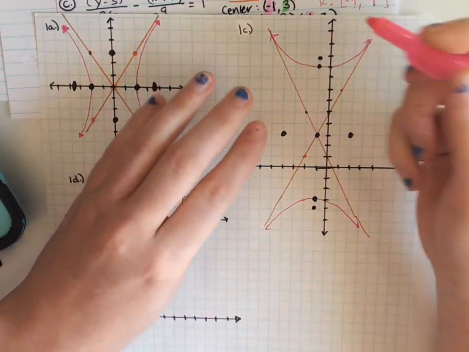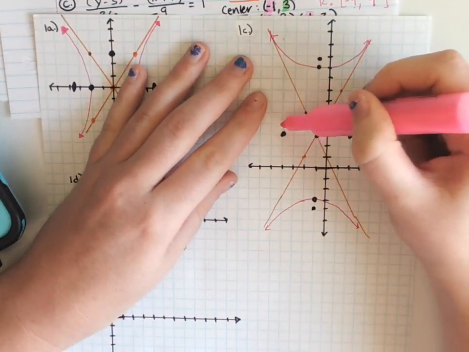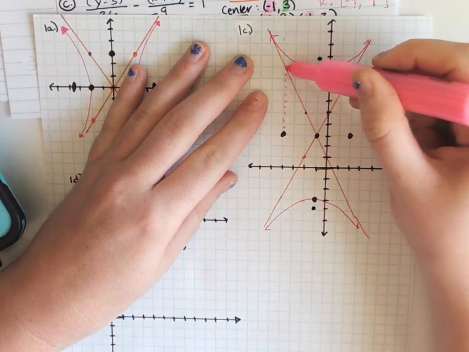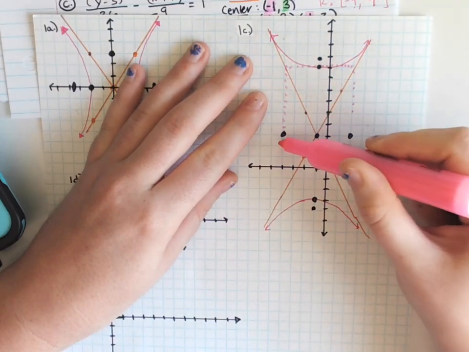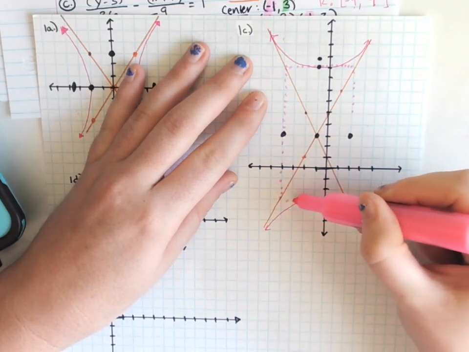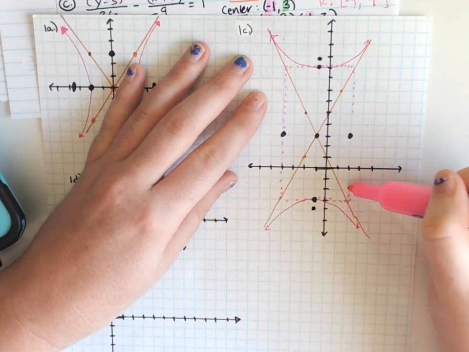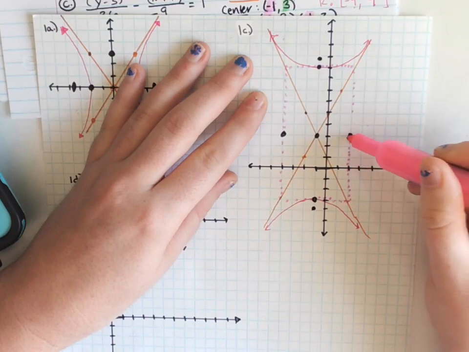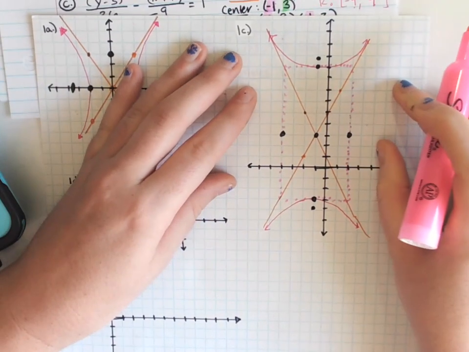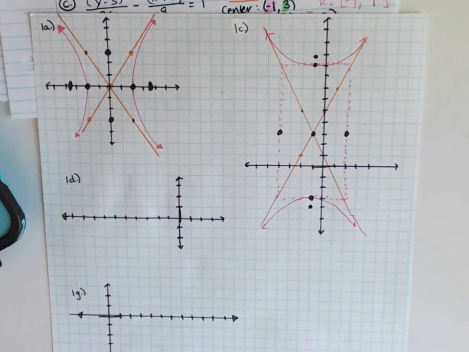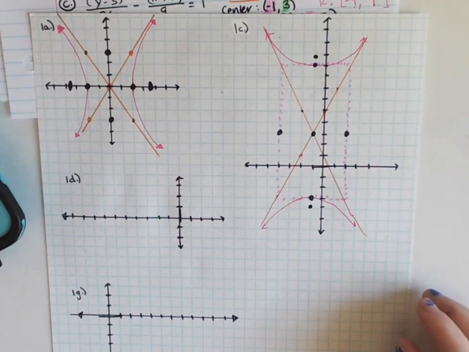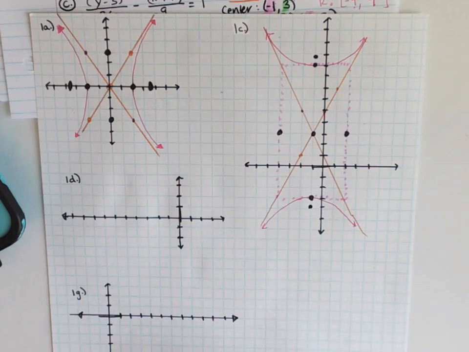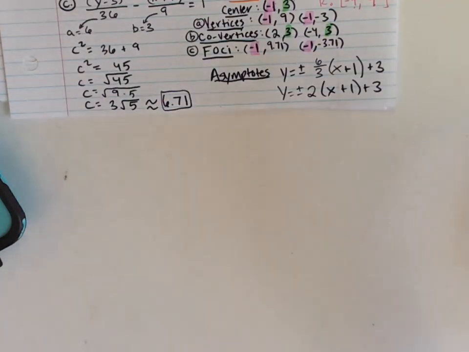What I've seen some people do is that they look at their vertices and their co-vertices, and they kind of build this little box. I think it kind of muddies up the picture, so you don't have to do this, but if you were ever to Google a video teaching you how to graph hyperbolas, you might see this little box in there, but you don't have to do that. Okay, let's keep on going.